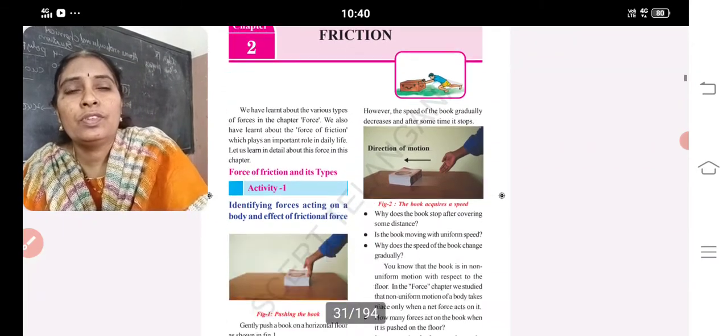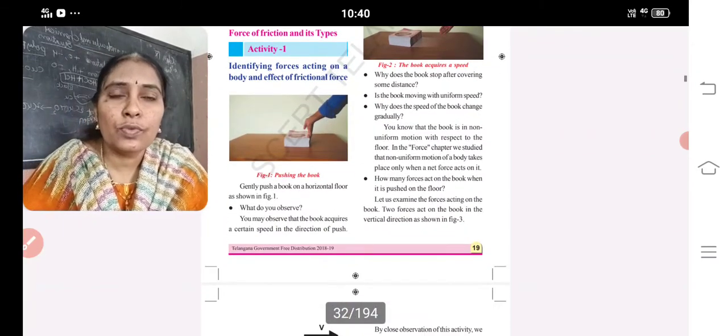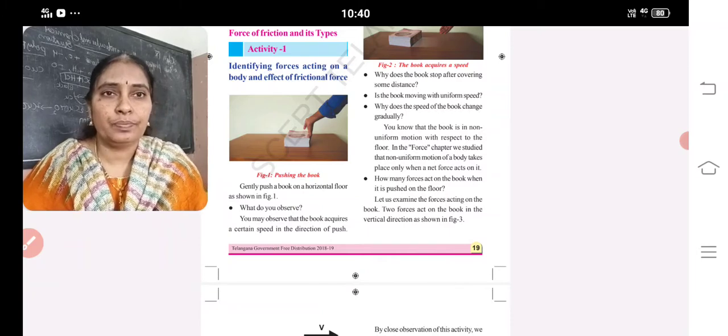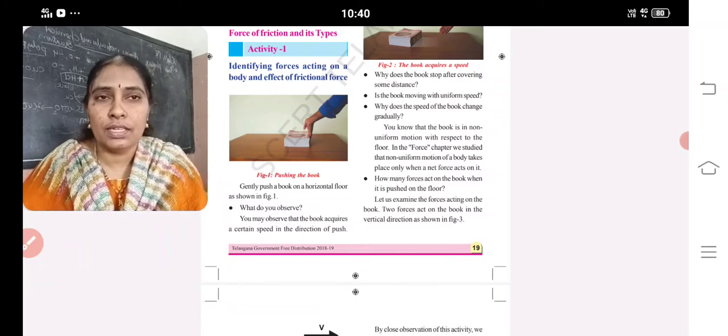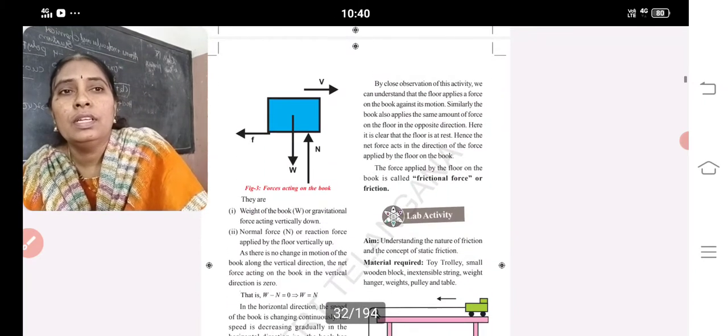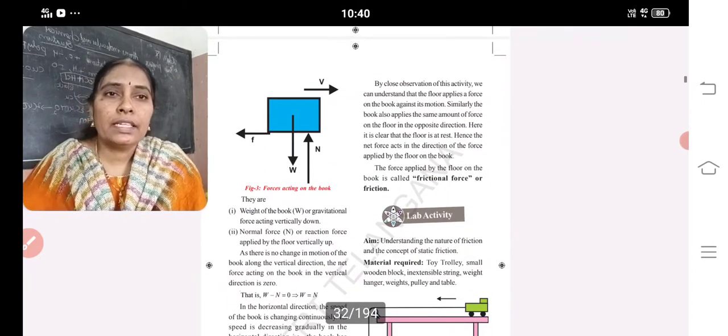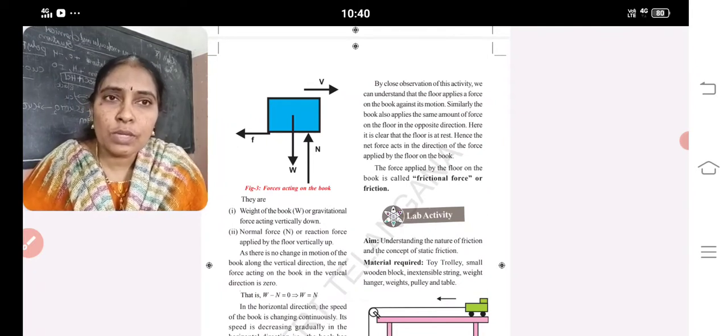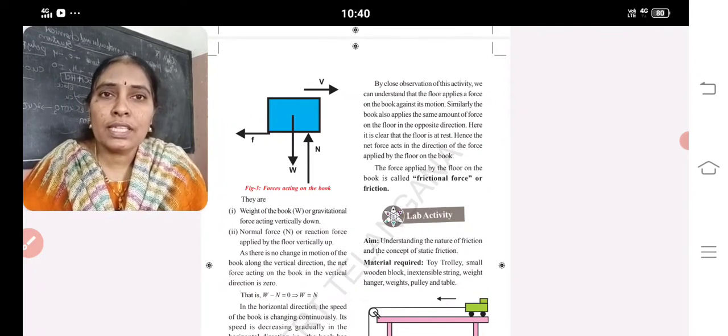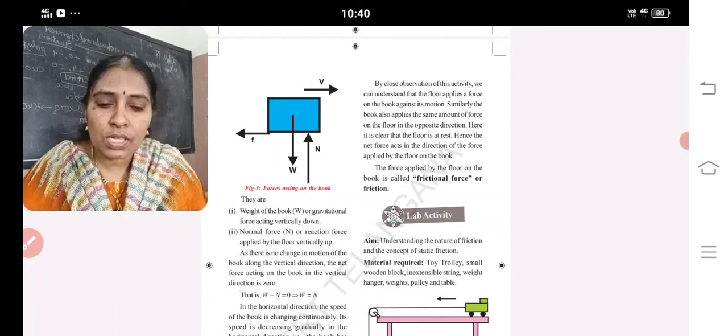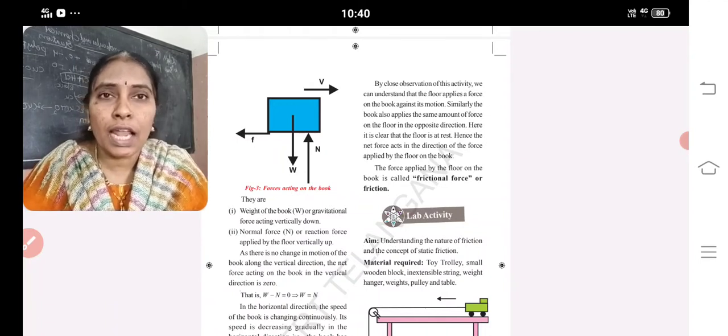What is meant by friction? Opposite force, resistance force is said to be friction. Here you can see in figure 1, pushing the book. Pushing the book is one example. Now when a force acts on the book, and when we push the book, certain types of forces act on the book, that is, the book is moving along the table.